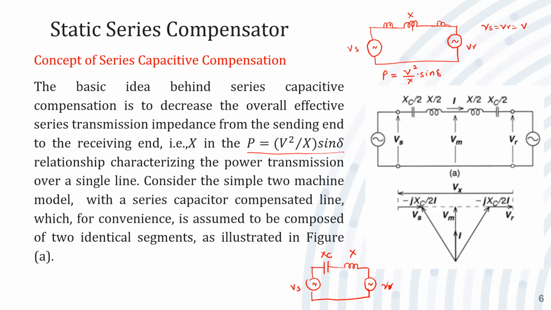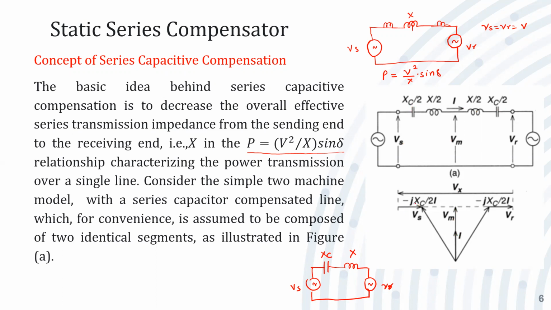This is VR. So this is the reactance X. Now it is divided into two segments. Half of the capacitive reactance is here and half of the capacitive reactance is here, Vs, Vm, and this one. So this is the voltage Vm, current in the same phase.